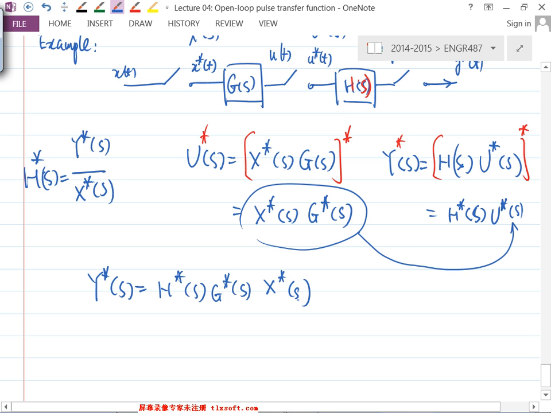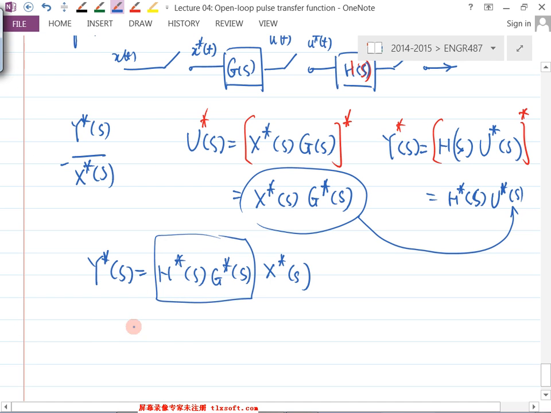That's perfect, right? So the ratio between y star and x star is this, right? Well, I guess I shouldn't call it h of s because there's already h of s here. Let's just call it the ratio y star over x star. So this is basically your transfer function. Pulse transfer function is y of z over x of z equals h of z g of z. Okay, h of z g of z.